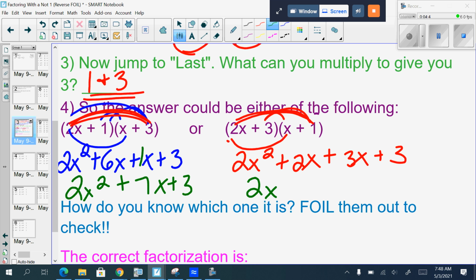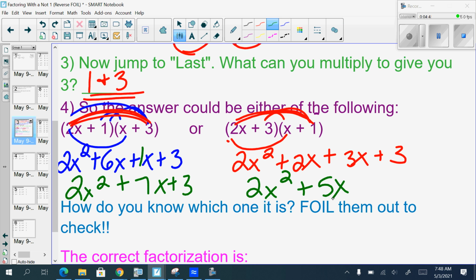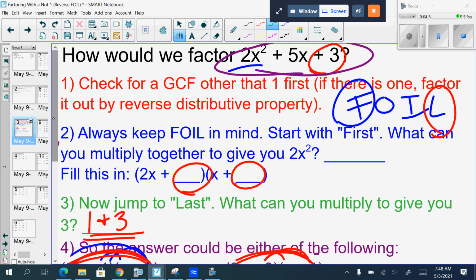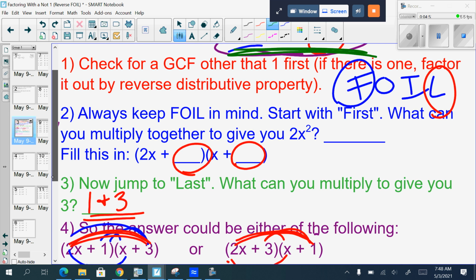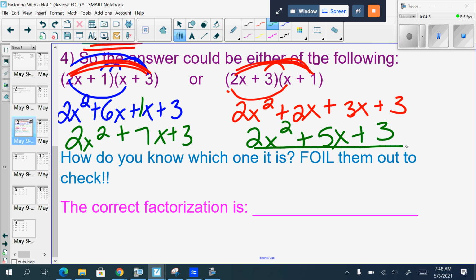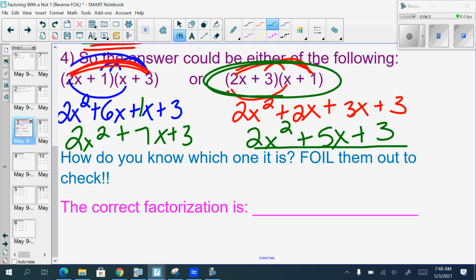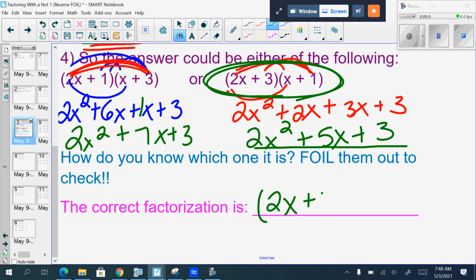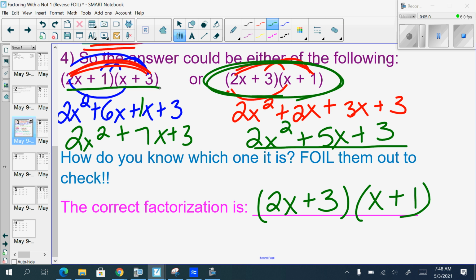This one would be 2x squared plus 5x, right? Combine the 2x and the 3x, plus 3. Now we were trying to factor 2x squared plus 5x plus 3. So we now know that one gave us the answer. So we now know that this one is the correct factorization. So the final answer is 2x plus 3 times x plus 1, because when we had it this way, 2x plus 1 times x plus 3, it gave us 2x squared plus 7x. We need it to be plus 5x, okay?